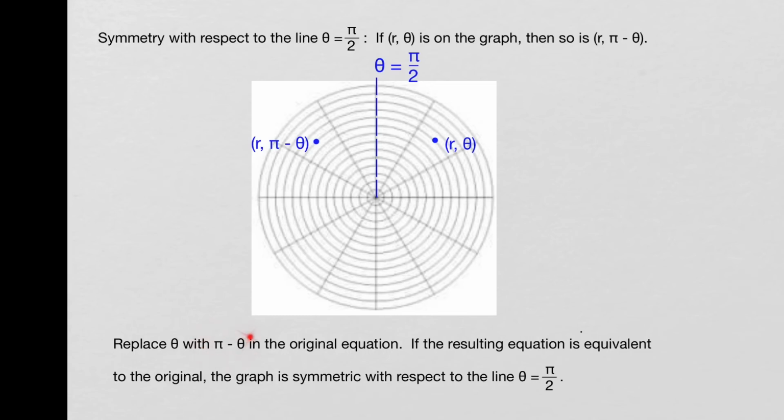So when you do this replacement, this one is a little bit trickier than the other two, because I'm replacing theta with pi minus theta. So if you have sine and cosine, which is what is most likely to come up, then you're going to have to use the difference of two angles formulas for sine and cosine. So keep those formulas in mind when you're working those problems. And that's how symmetry works.